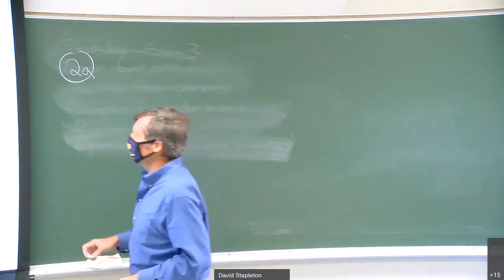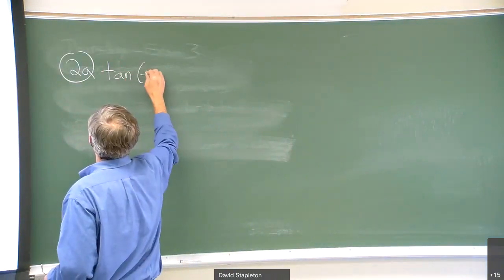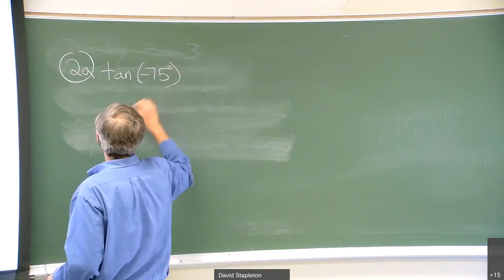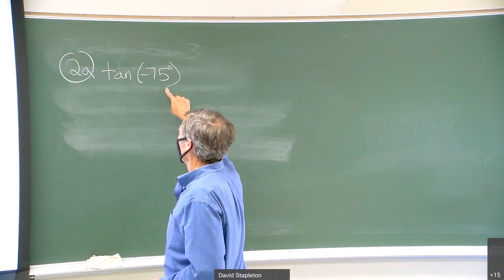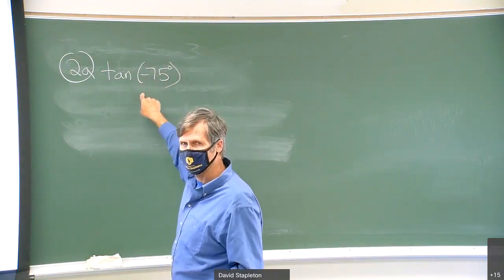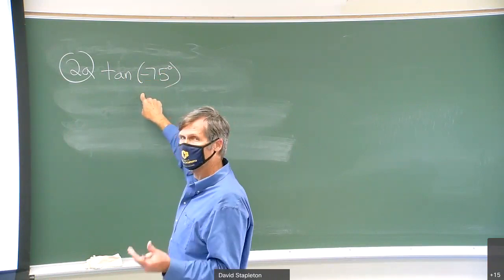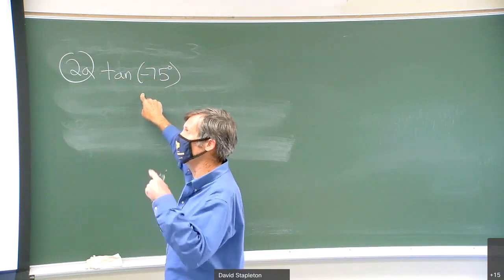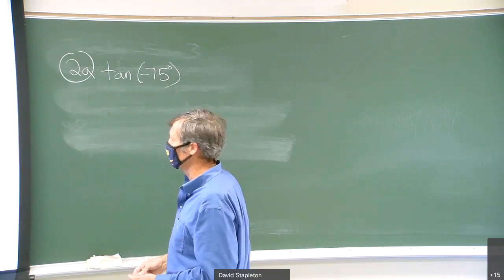So on 2A, it says, what is the exact value of the tangent of minus 75 degrees? All right. There's actually 2 ways to do this. Any angle that's a multiple of 15 degrees, recall, you can find the exact trig value of it either by the sum and difference formulas or by a half angle formula. So since 75 is a multiple of 15, you can use either one.